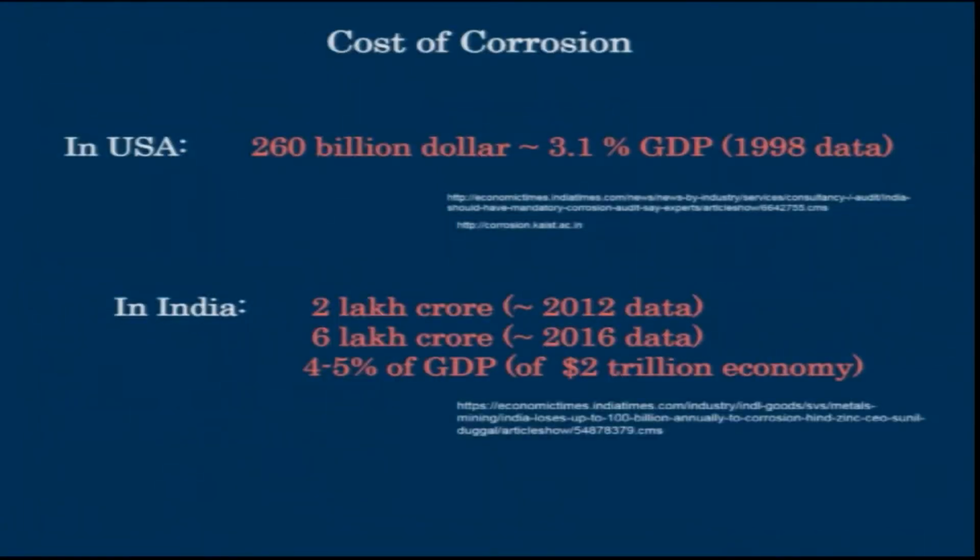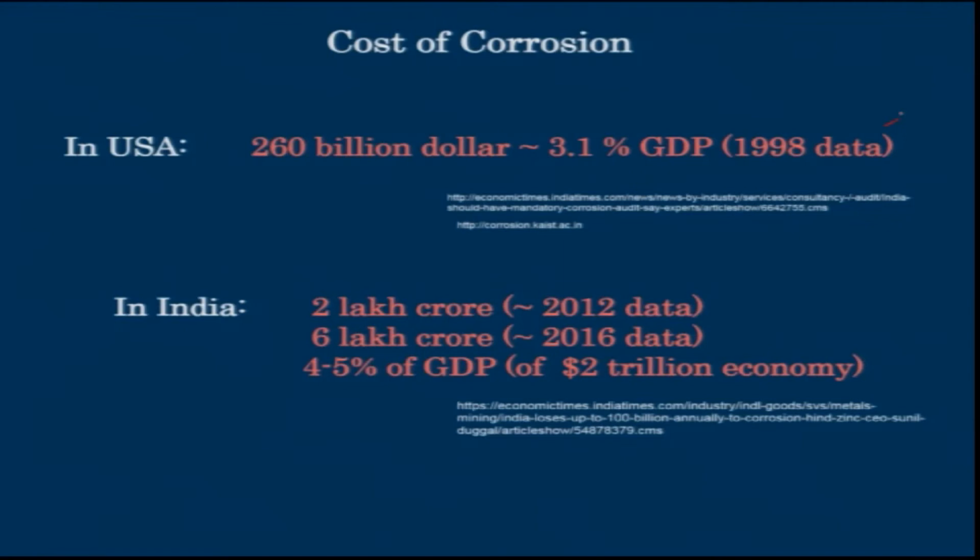Now, coming to cost, we do see a lot of losses. For example, in the USA, I could find 1998 data. It says that the cost of corrosion, meaning the loss of money due to direct as well as indirect loss, I will come to that direct as well as indirect loss, is $260 billion. It is not a small sum, it is 3.1% of the GDP of that particular country.